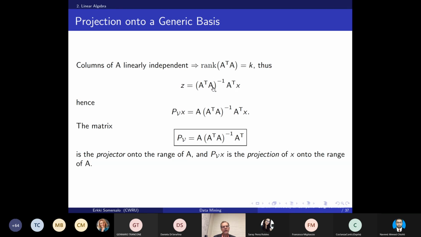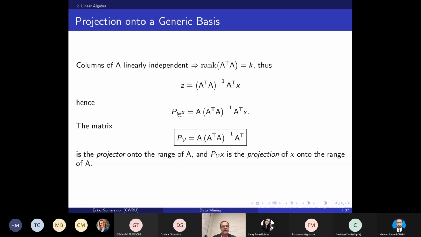So how do I know that this A transpose A is an invertible matrix? Well, it is a k by k matrix, and it is invertible because I assume that the columns of A are independent. The fact that the columns of A are independent by construction guarantees that A transpose A is going to be an invertible matrix. And I can find those z's by this formula: z is the vector A transpose A inverse times A transpose x.